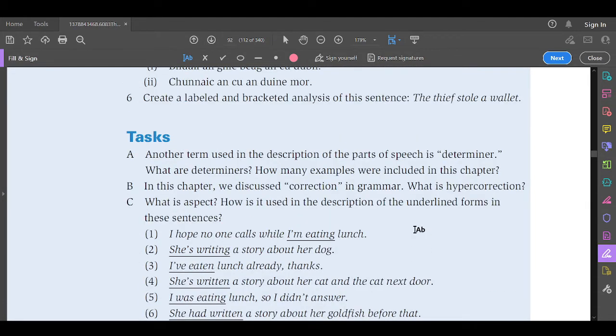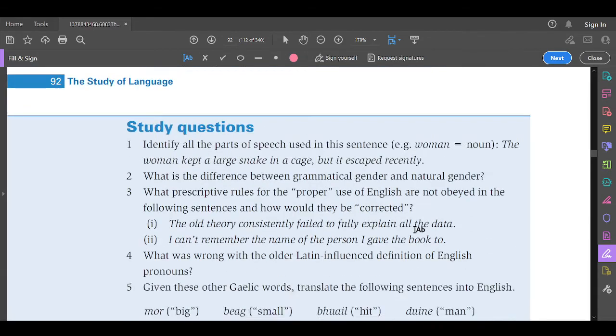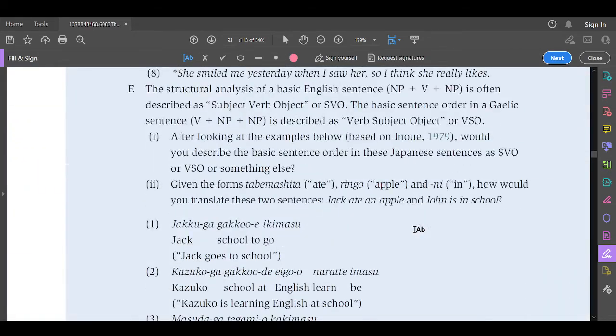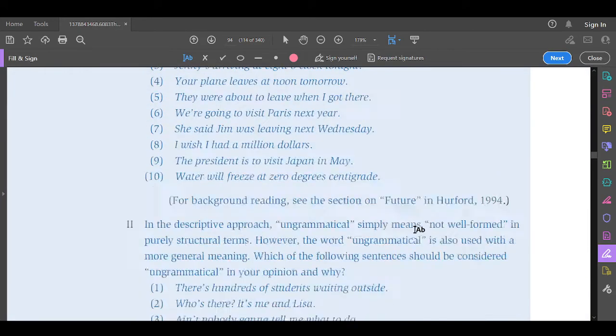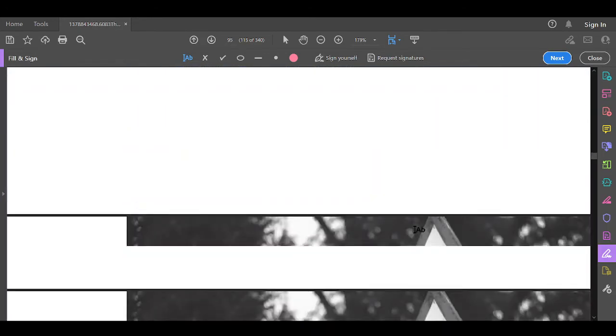Let's do some exercise if we have something interesting here. Okay. No, these are not English, so it's not related to us.